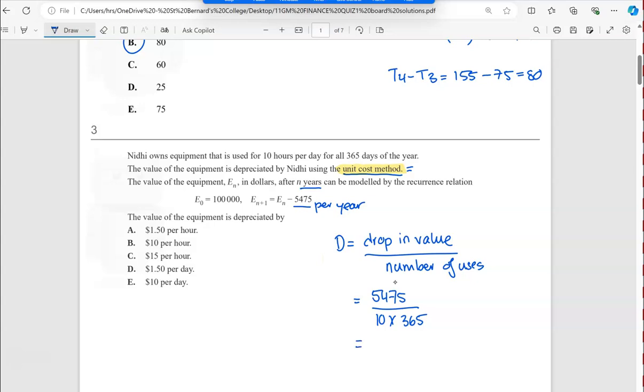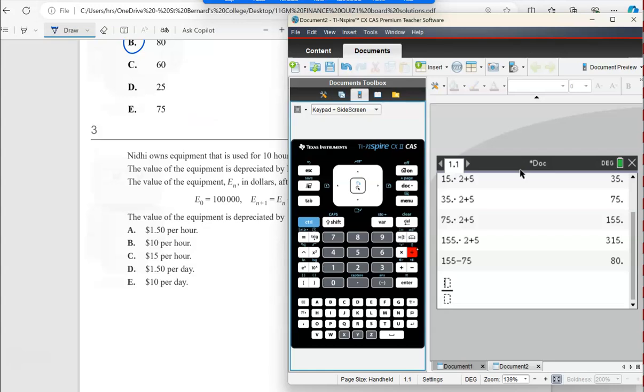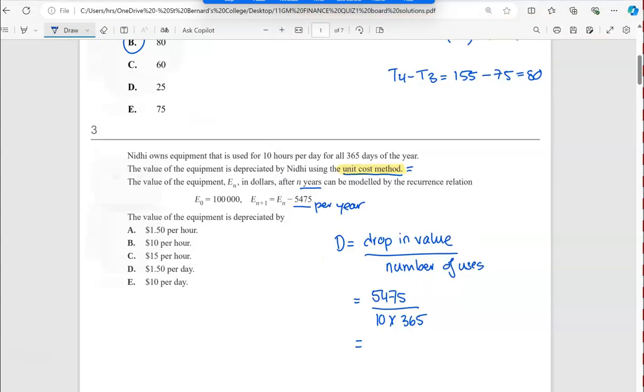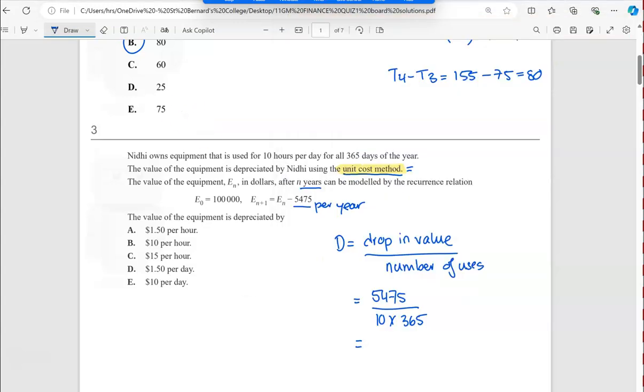So if we do that, that's going to give me the hour cost. So every hour it's used. So if I do that on the calculator, 5475 over 10 times 365. Okay, so it's $1.50 per hour. So this is the number of hours used, and it's $1.50 per hour. So it is A.